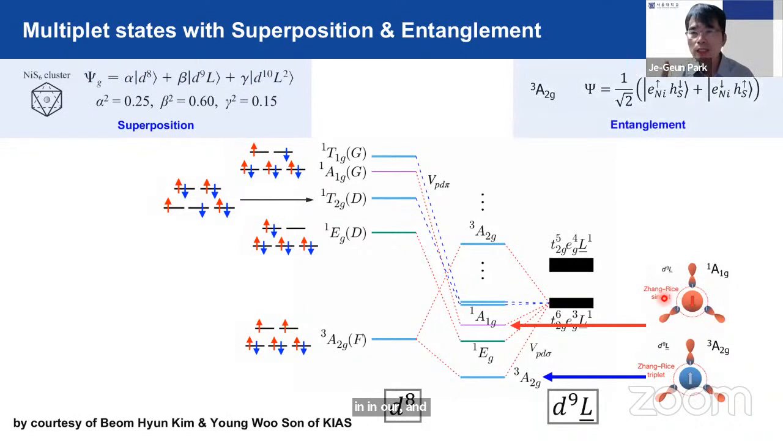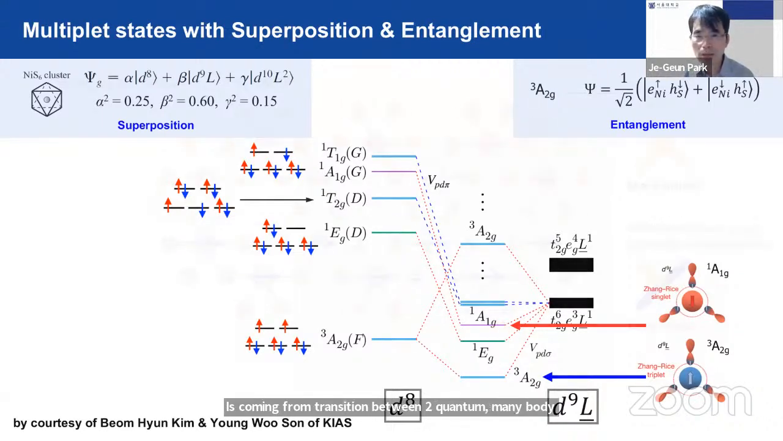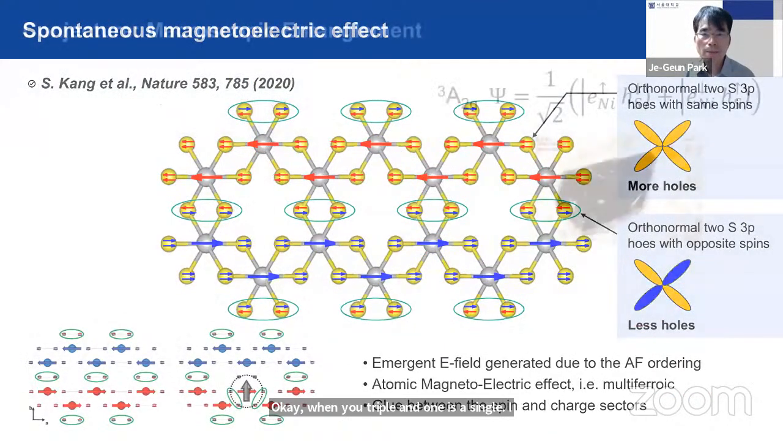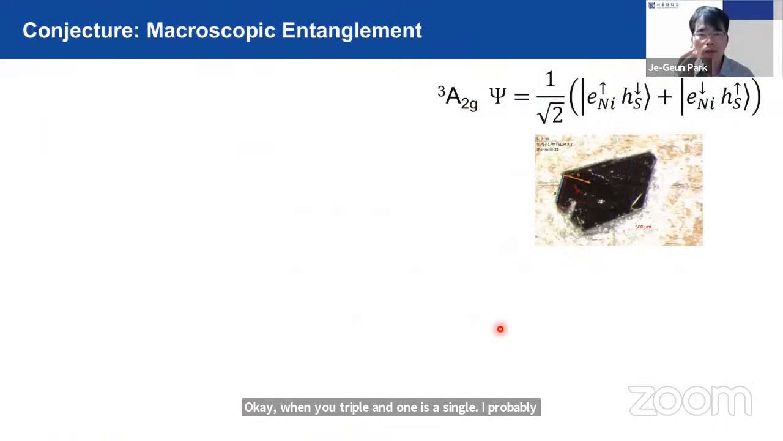So the bottom line is this: that strong PL peak comes from a transition between two quantum many-body wave functions. Basically, they are entangled, one triplet and one singlet. I'll probably skip this one. And here is an interesting question.